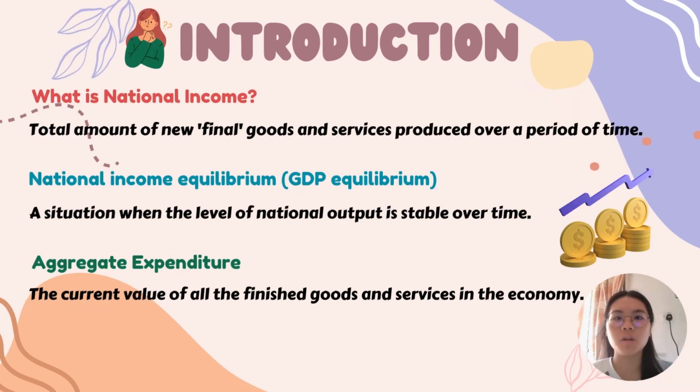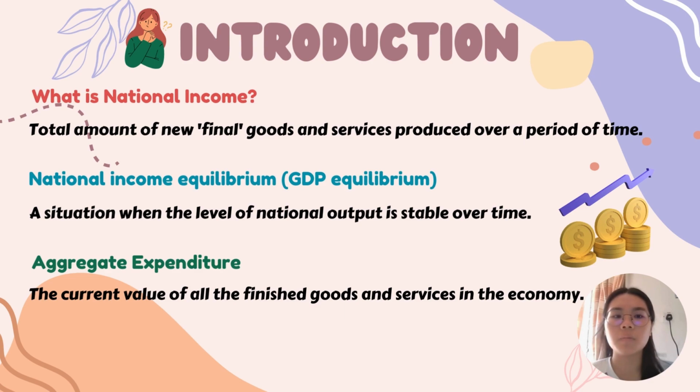Everyone, in this video we will be discussing the national income equilibrium and aggregate expenditure in a two sectors economy. We will start off with the introduction. Firstly, what is national income? A country's national income is the total amount of new final goods and services produced over a period of time. The period of time is usually measured annually and quarterly.